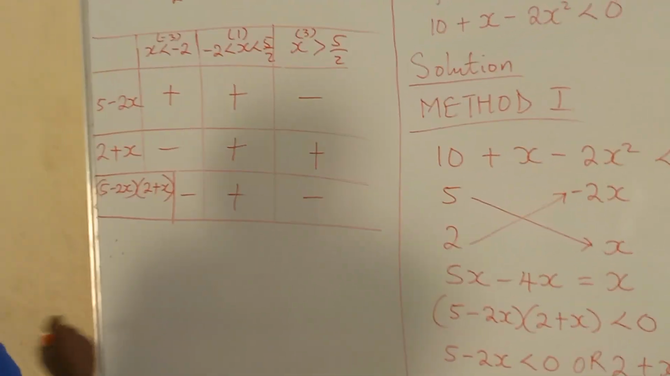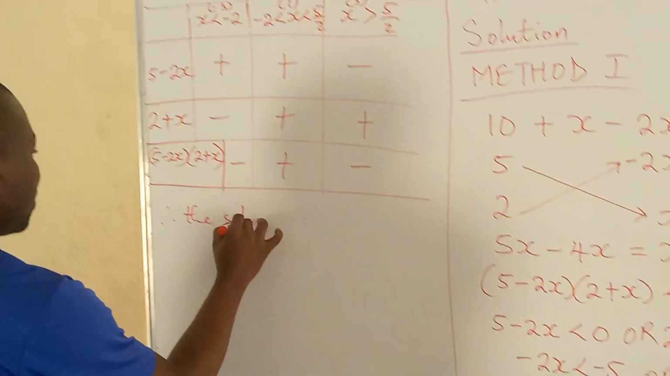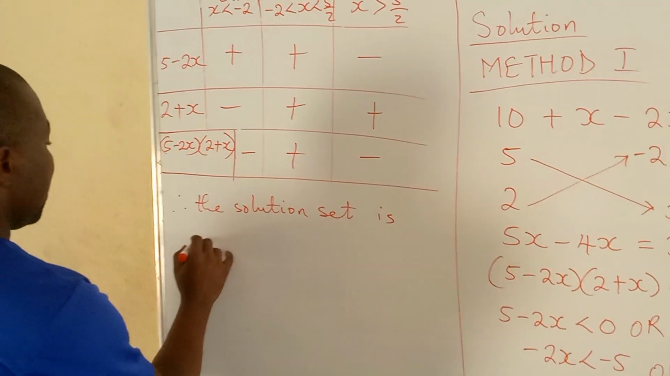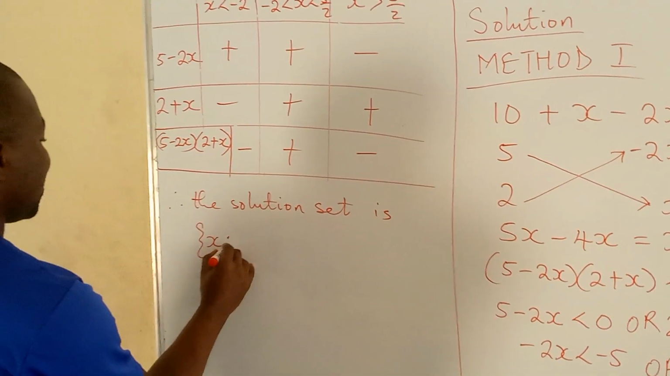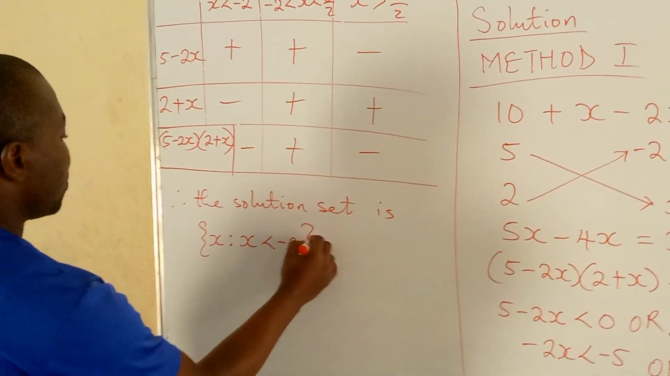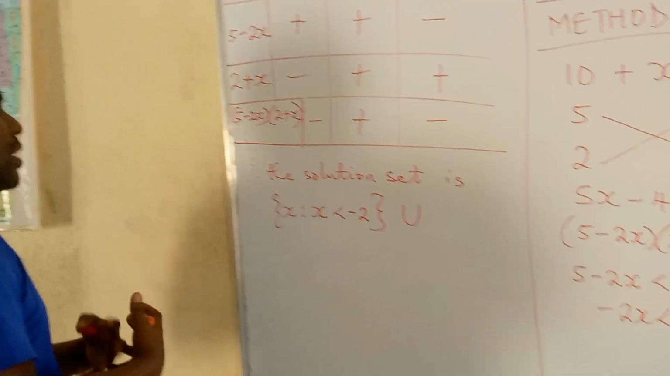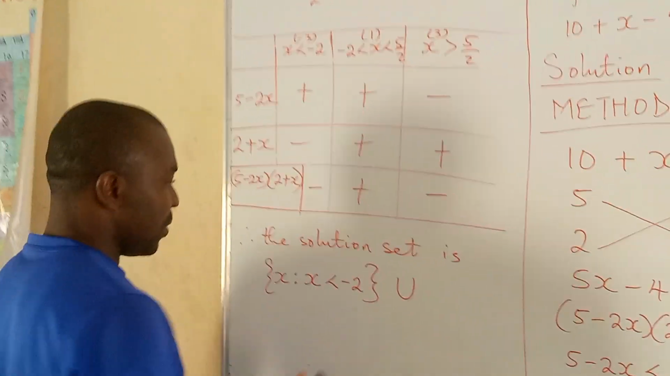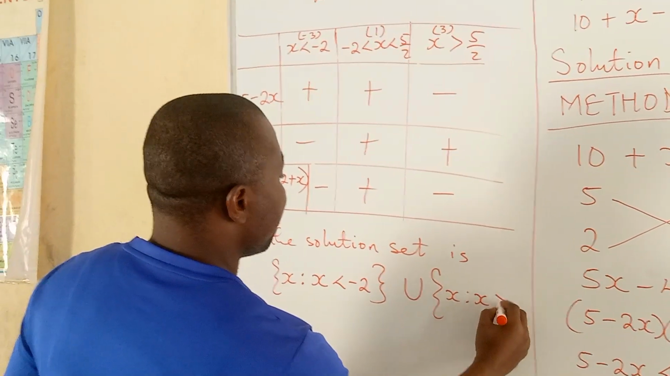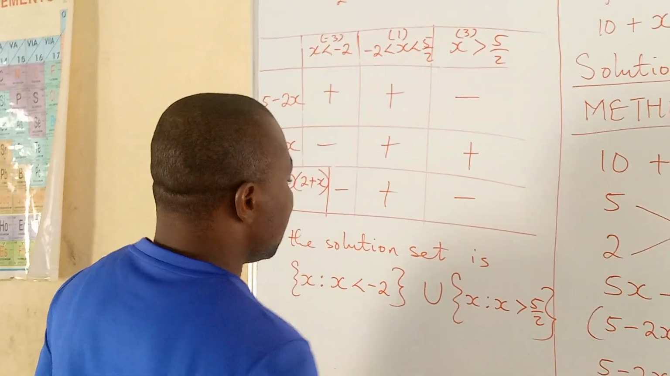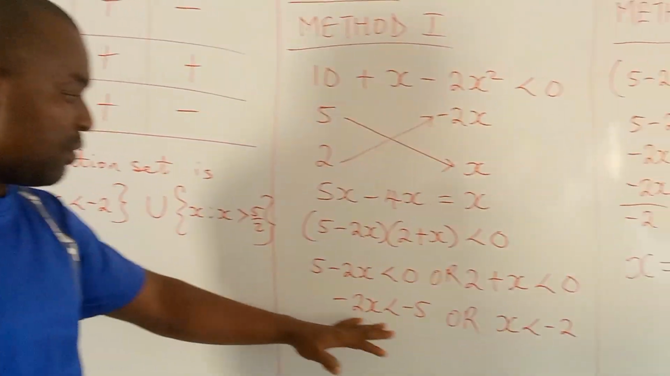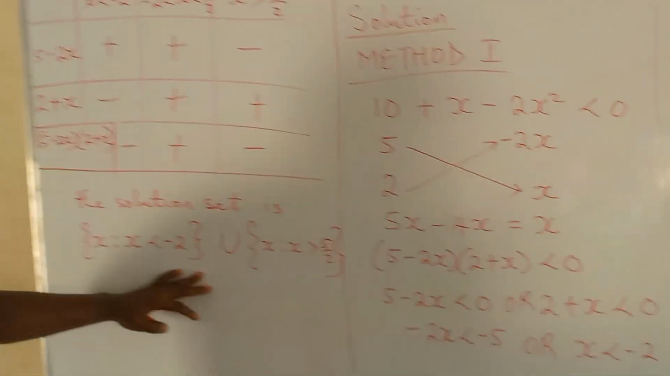So you can write it like this. Therefore, the solution set is x is such that x is less than minus 2, union, because you cannot combine the two. That's why we use union. Union x is such that x is greater than 5/2. That's it. So you discover that this answer and the first one are the same. If you don't keep it like this, you can keep it like this. So they are the same thing.